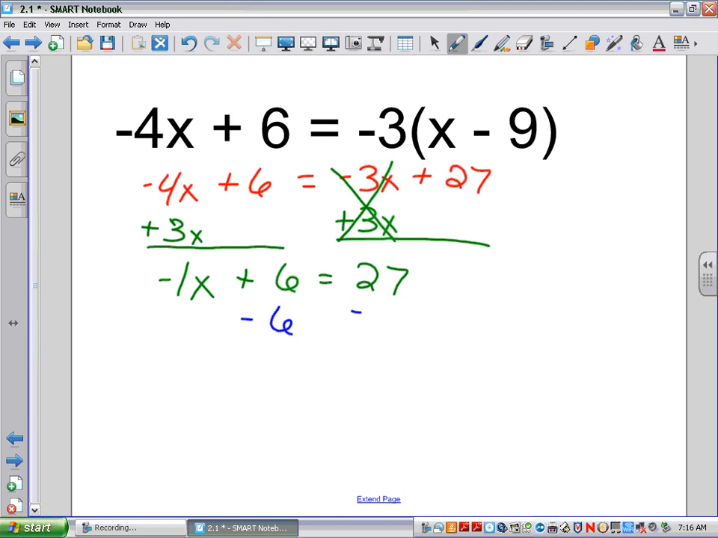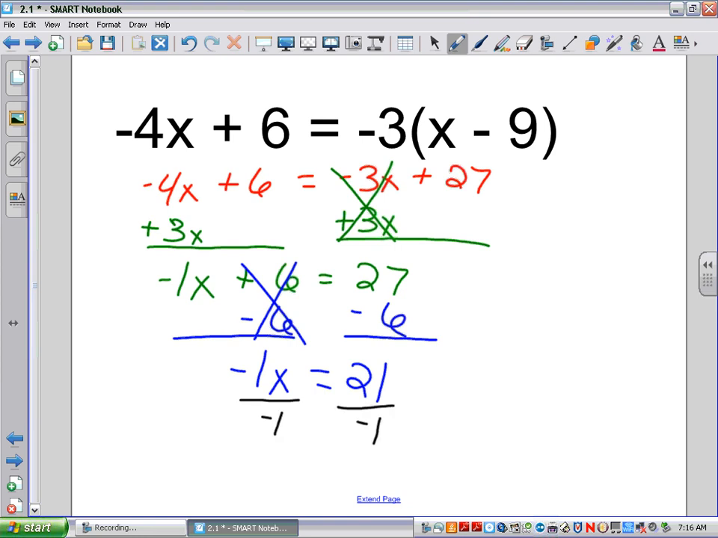Then you would want to subtract 6 from both sides. Here's your opposites. You would have negative 1x equals 27 minus 6 is 21. But be careful, don't stop right there. Your answer is not 21. You must then divide by negative 1. So your answer is negative 21. Again, if I'm going too fast, make sure you hit the pause button, rewind button, and listen to these again.